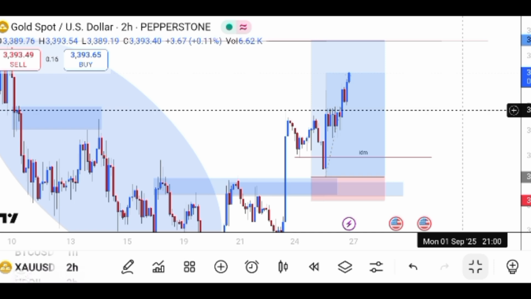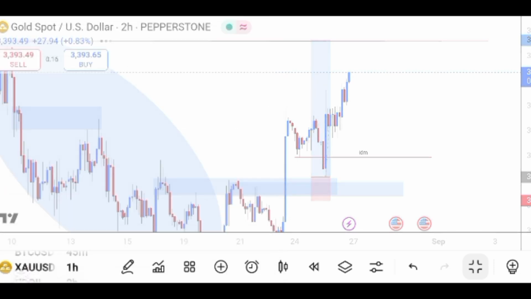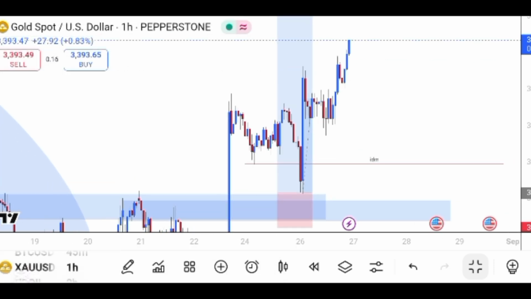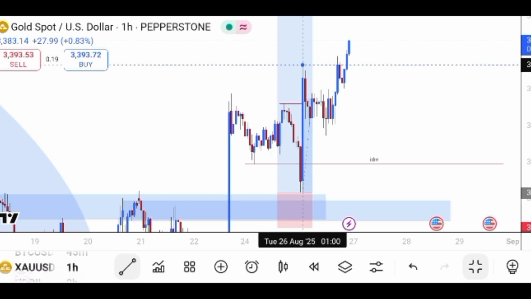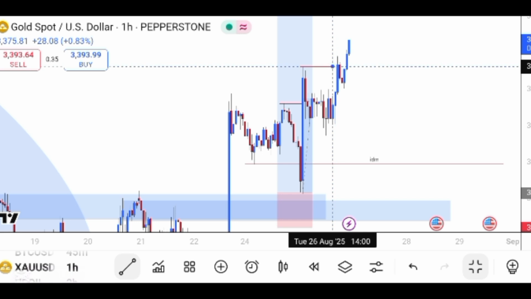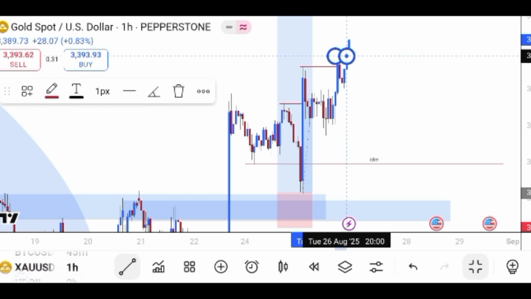But when we have this change of character now, we can scale down to our 1 hour to see the internal structure. So this is one break of structure here, but I don't think the market will come because we're having two break of structure now to the upside. There's one break of structure here. There's another break of structure here. There's another break of structure here. So we're having three break of structure to the upside.